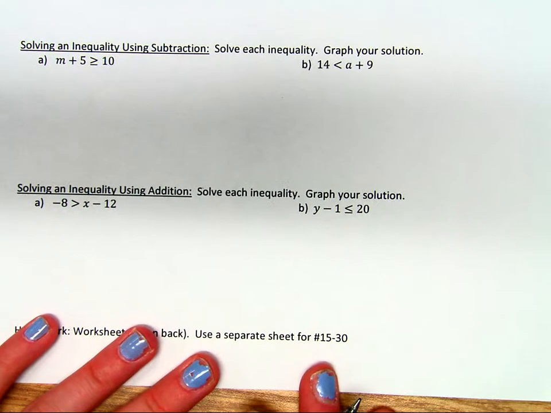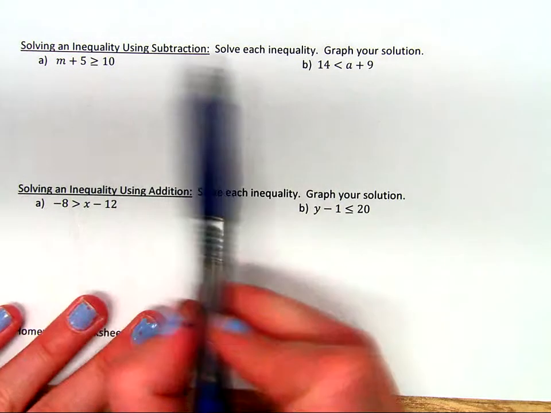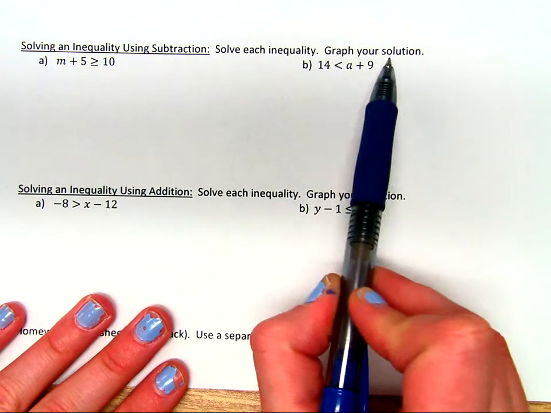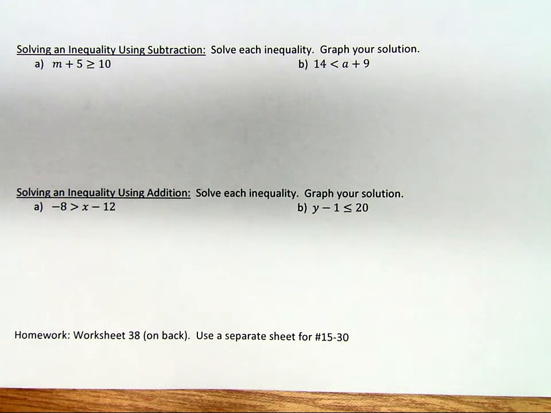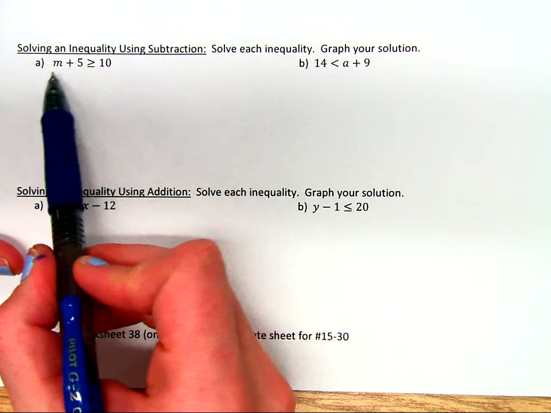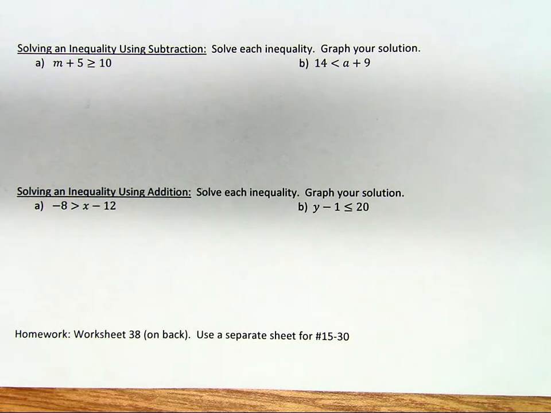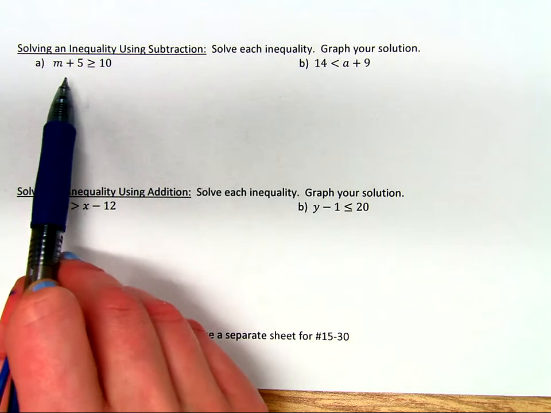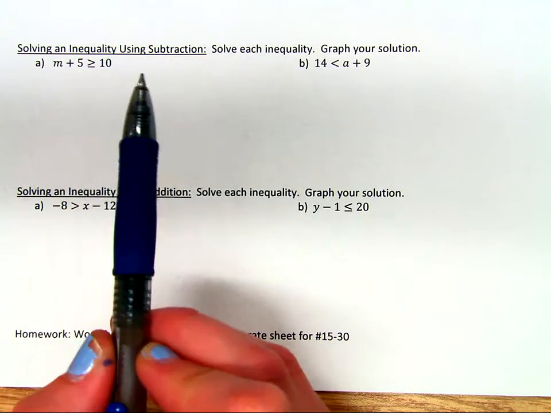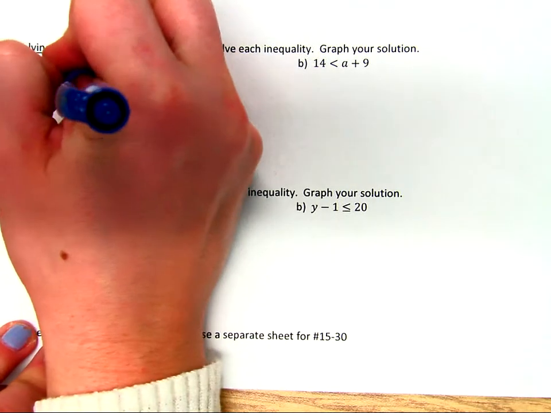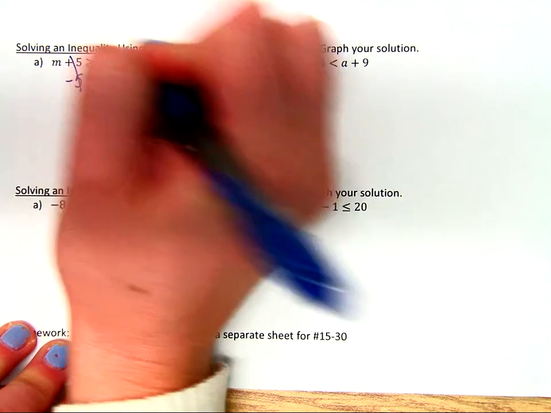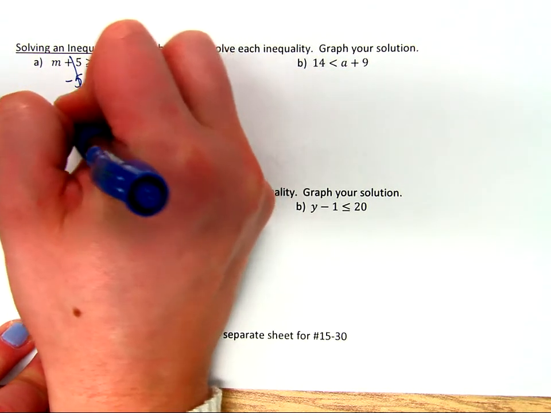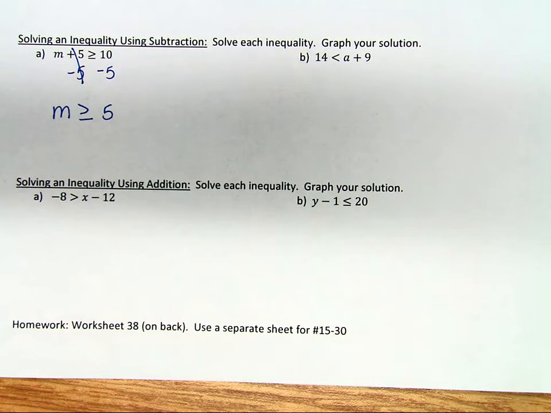It says solve an inequality using subtraction. So I have m plus 5 is greater than or equal to 10. And I need to graph my solution too. I can't forget to do that at the end. Now, if this were an equation, I'd have m plus 5 equals 10. And you would all know it's addition, so do the opposite of addition, which is subtraction, and subtract 5 from both sides. We're going to do the same thing with an inequality. Subtract 5 from both sides of the inequality. So I end up with m, I'm going to keep the sign the same, 10 minus 5 is 5.